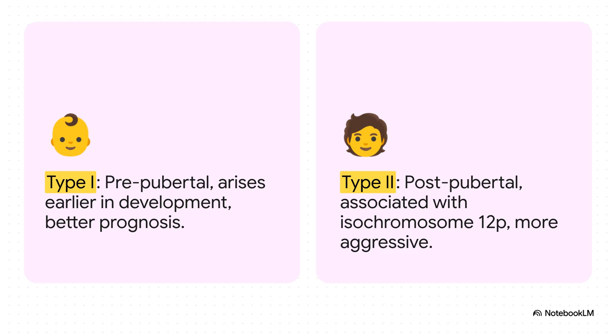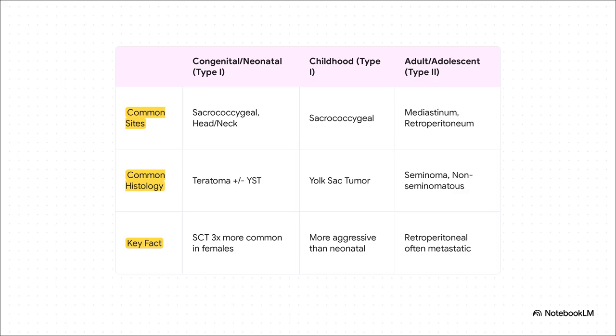Not all extragonadal germ cell tumors are created equal. You can almost think of them as two totally different species. Type 1 tumors, those are kind of like the gentle herbivores of the prepubertal world. But type 2 tumors, they're the fierce carnivores of the postpubertal jungle, and they come armed with that classic isochromosome 12p genetic signature. Now, check out how this slide just lays out those key differences so clearly.